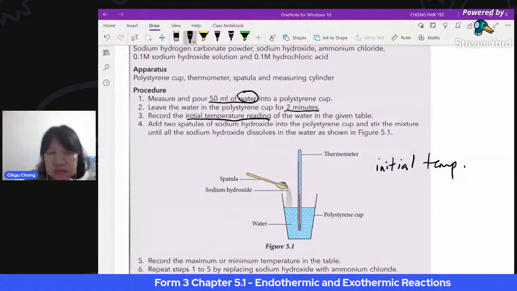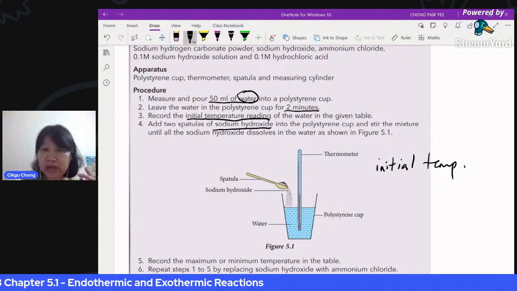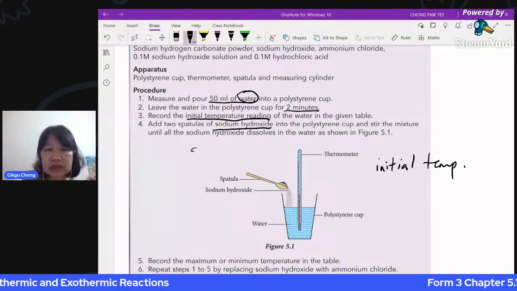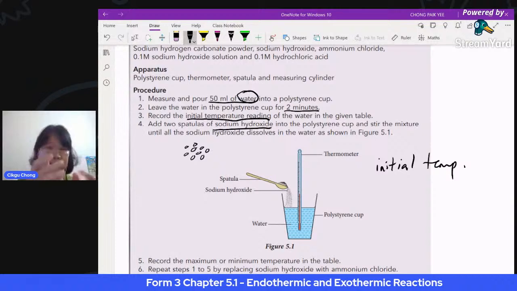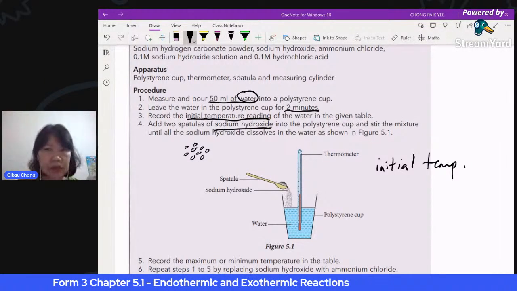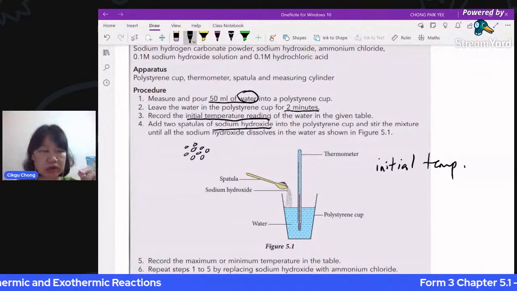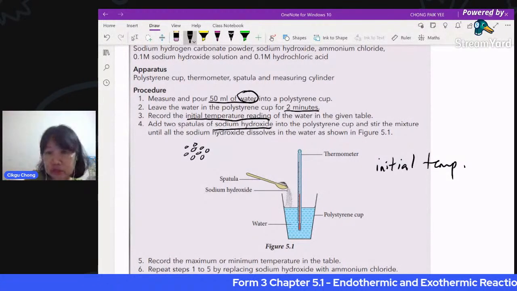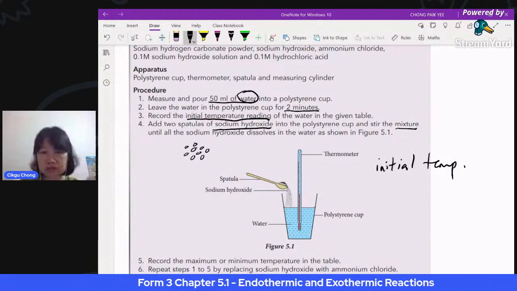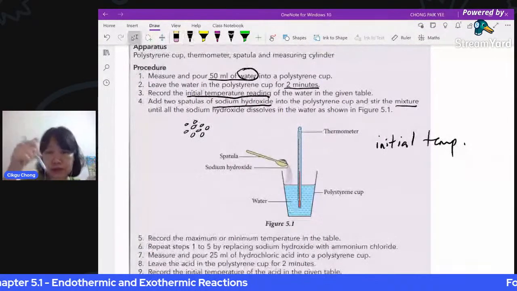All right. Now, secondly, you're going to put in 2 spatulas of sodium hydroxide. Sodium hydroxide is solid form. This is an alkaline. Hydroxides are all alkaline. So it is like pellets, white color. It's solid. So you add in 1 spatula, 2 spatulas is going to be too strong. You add 1 spatula, and then you gently mix the mixture until all of it dissolves in the water. All right. After that, again, you put your thermometer inside there.